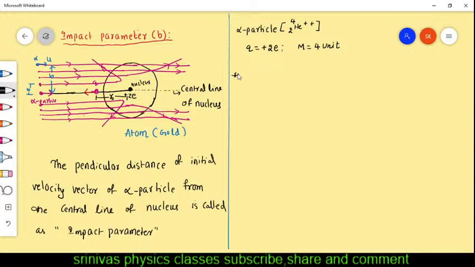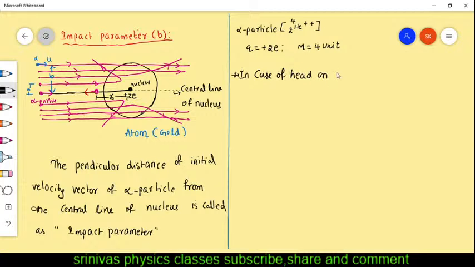Head-on collision means the collision occurs between the alpha particle and the nucleus face to face, like this. This is an alpha particle, and this is the nucleus. The face-to-face collision is said to be a head-on collision. In the case of head-on collision, what happens? How much is the angle of scattering?